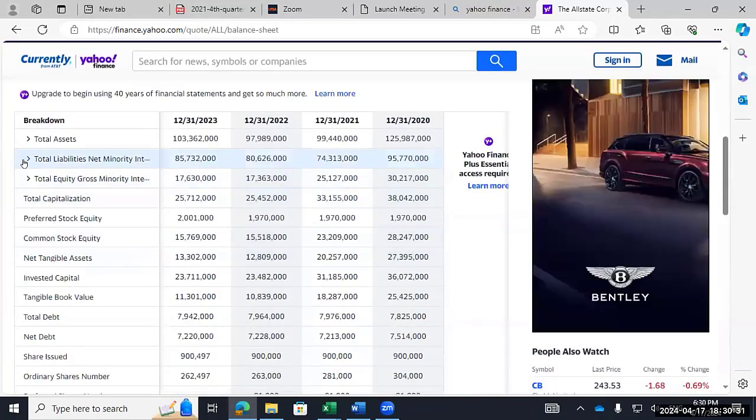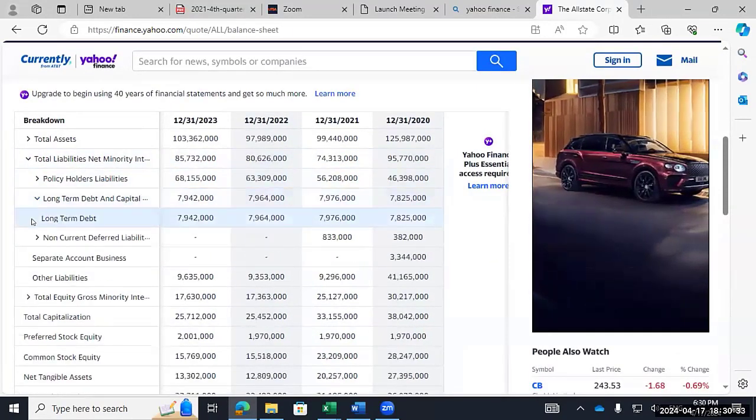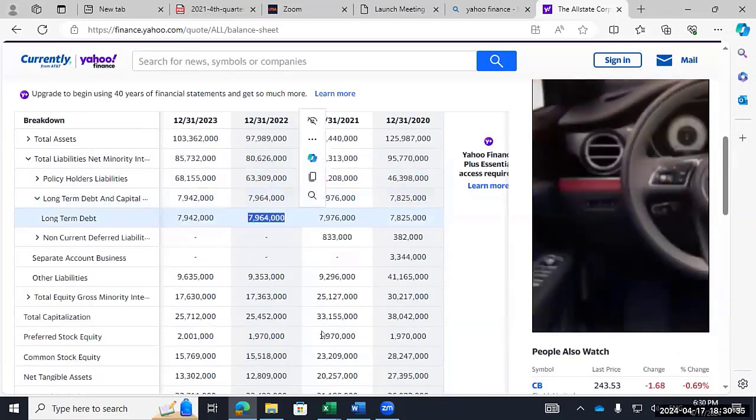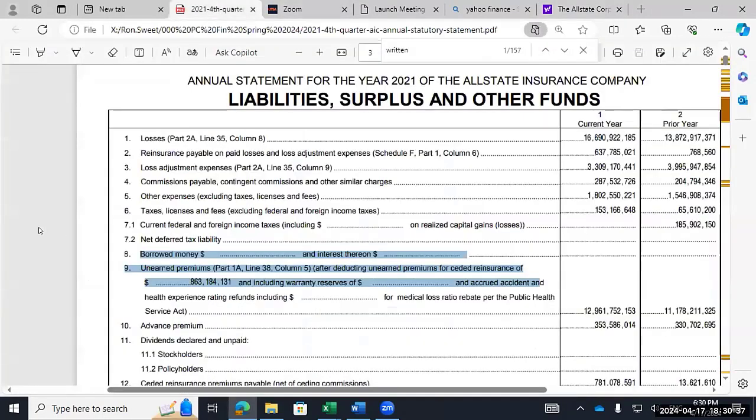So here's Allstate, and they have $8 billion in debt. Where is it? Do you know what Allstate does? They don't have any debt here. What does USAA do? It doesn't have any debt either. USAA has billions of dollars in debt, but if you look on their statutory rank, it doesn't show up anywhere. Any guesses?